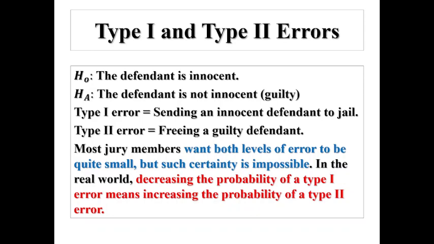Okay, so usually the relationship between type 1 error and type 2 error is an inverse relationship. It means if you want to decrease the probability of type 1 error, then you are increasing the probability of type 2 error. Let me put another example, maybe you can have more sense about it.